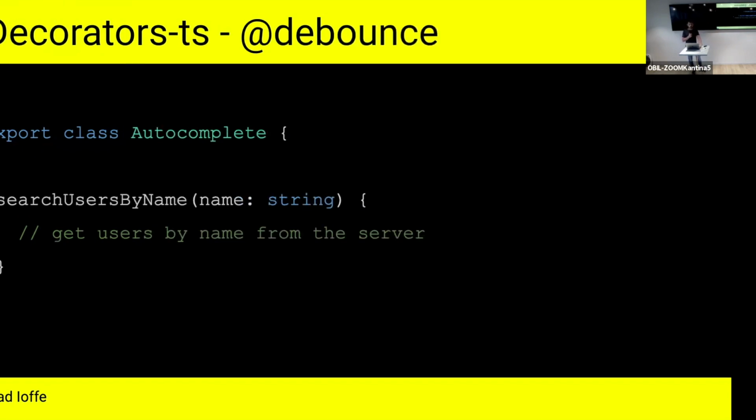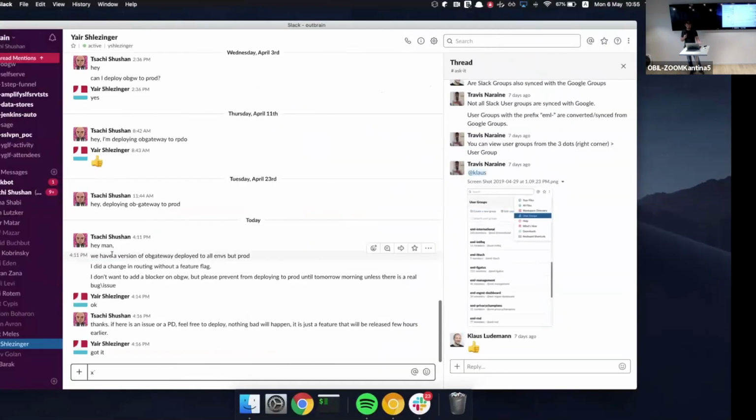Debounce, you probably, or most of you, are familiar with debounce. Again, it's something that we have in the Lodash or Underscore libraries. Let's take a look. Let's take, for example, the autocomplete scenario. Let's say I have some autocomplete, which every time that I type, I go to my server to fetch users by name. If on every hit of a key, we will go to our backend.